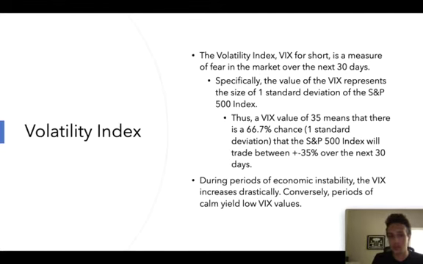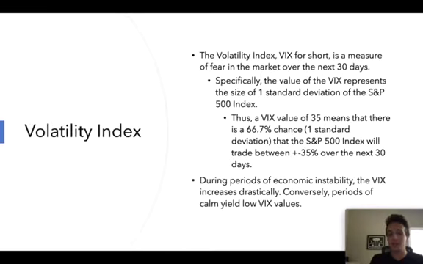statistical significance. So the Volatility Index, or VIX for short, is a measure of fear in the market over the next 30 days. Specifically, the value of the VIX represents the size of one standard deviation in the S&P 500 index. Thus, a VIX value of 35 means that there's a 66.7% chance, one standard deviation, that the S&P 500 index will trade plus or minus 35% over the next 30 days.